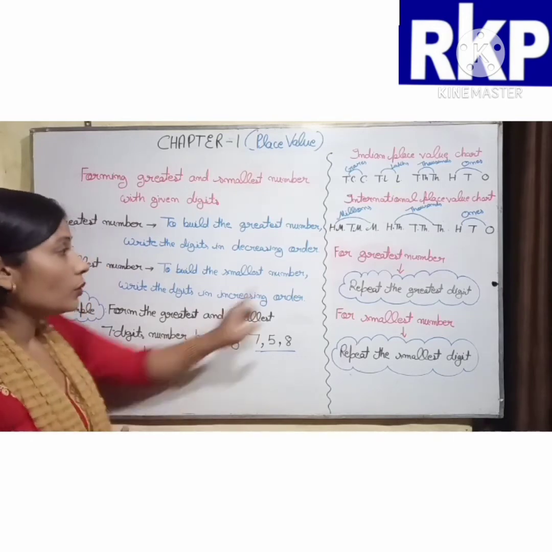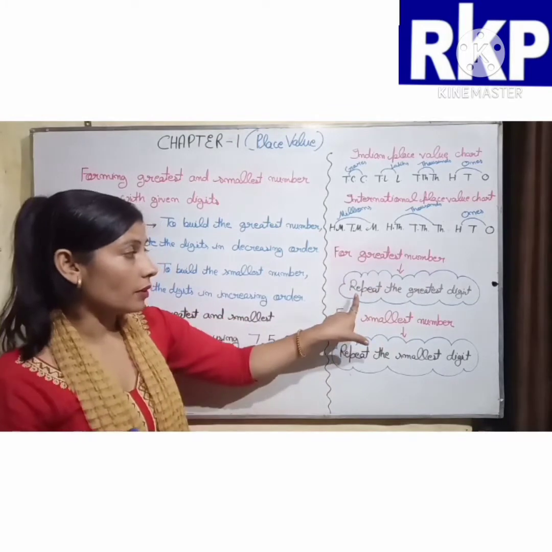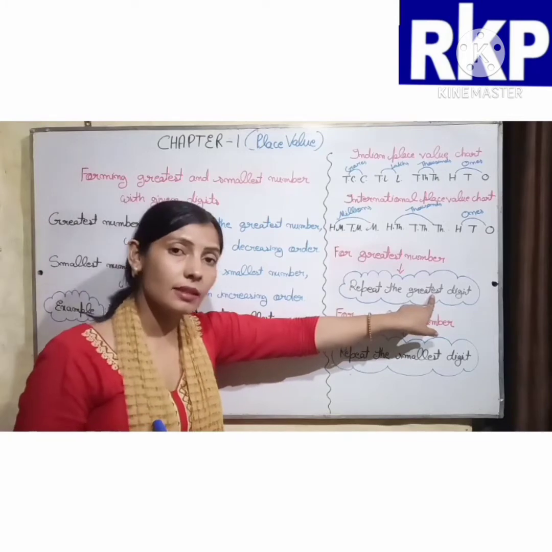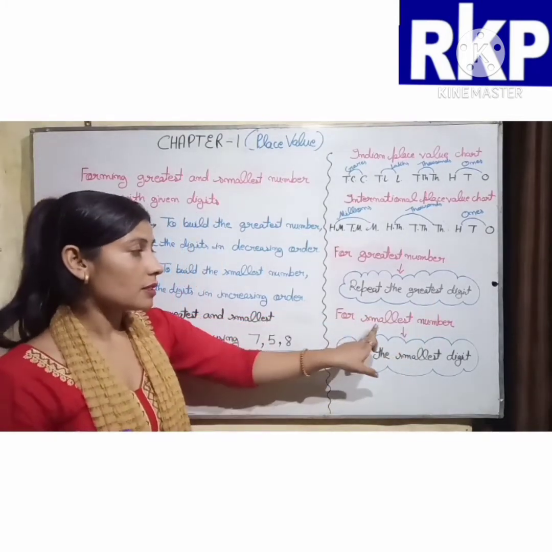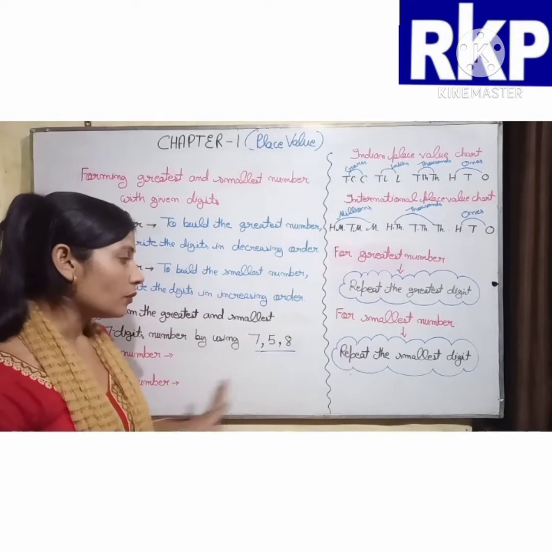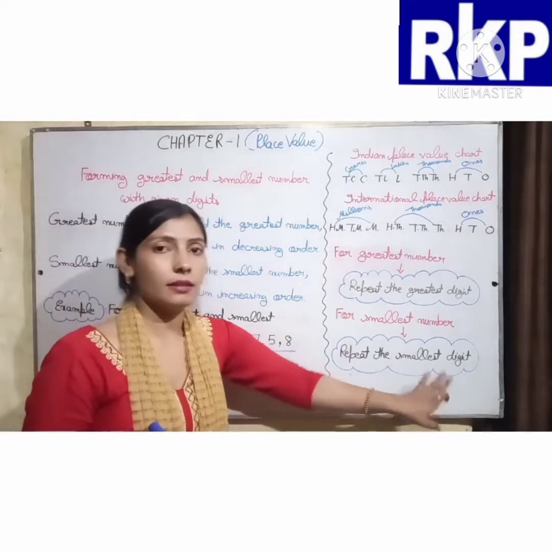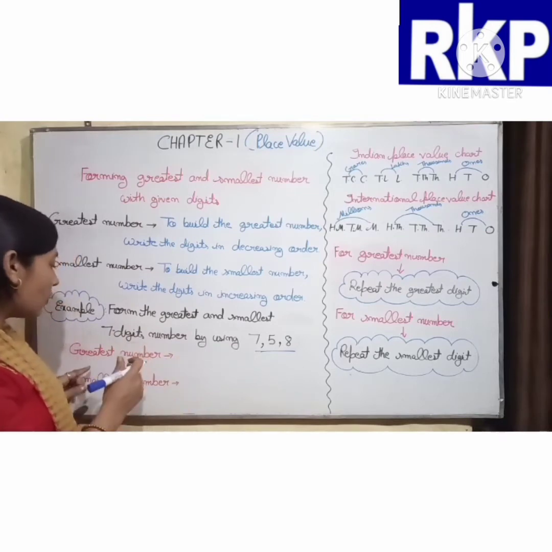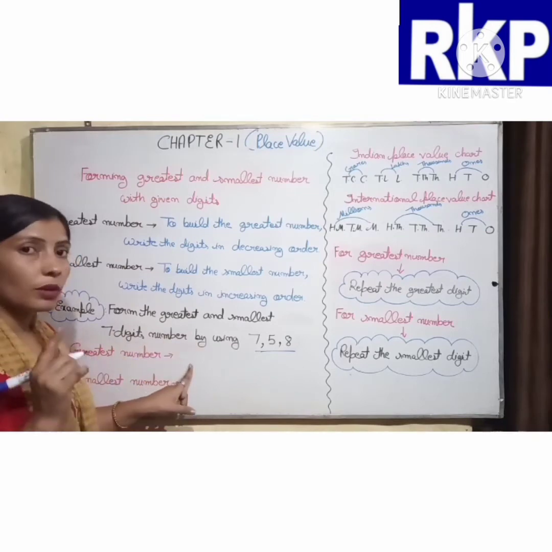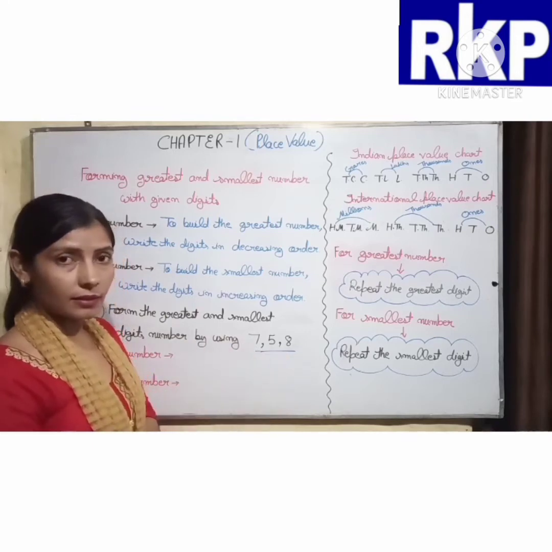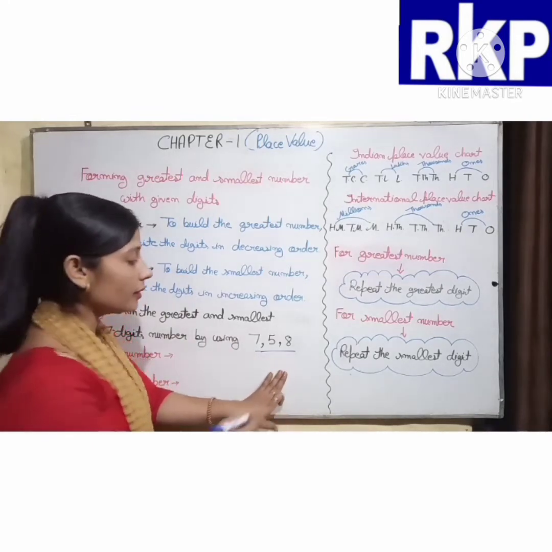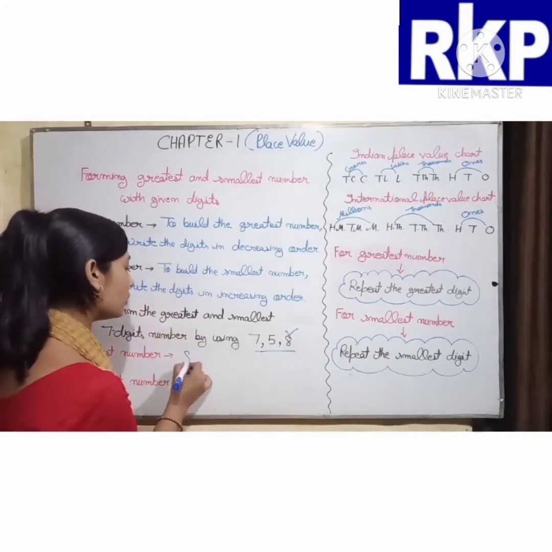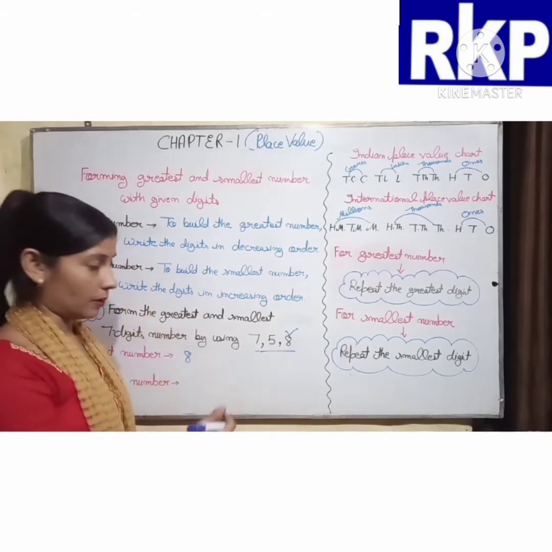So to write the greatest number, we need to repeat the greatest digit. And for writing the smallest number, we need to repeat the smallest digit. Now let us see how we can write the greatest number. For writing the greatest number, we need to repeat the greatest digit. Which one is greater here? 8 is the greatest digit. So here we have to write 8, but how many times, beta?